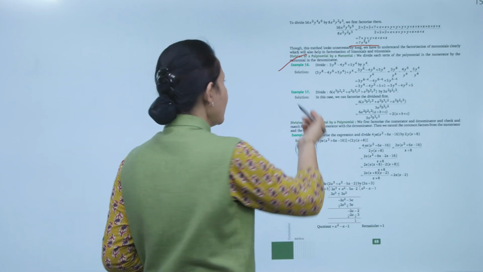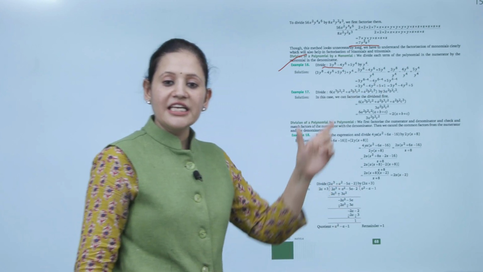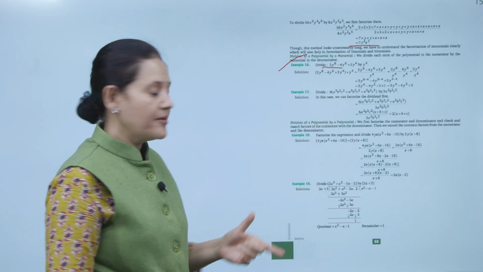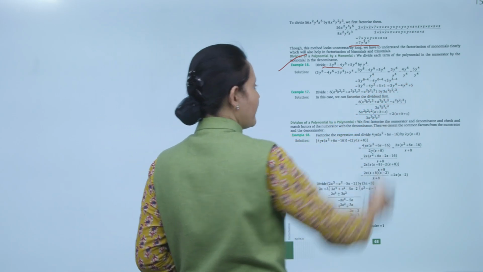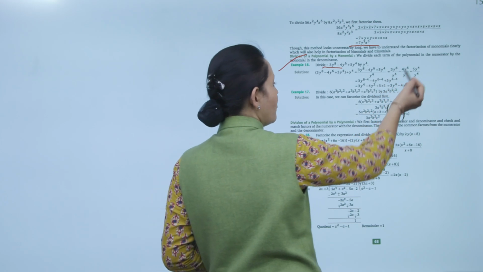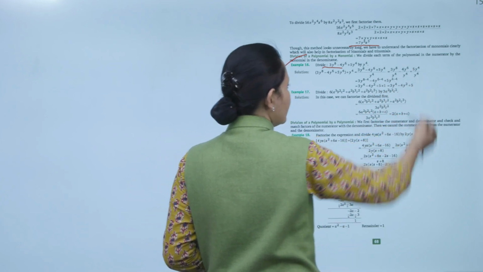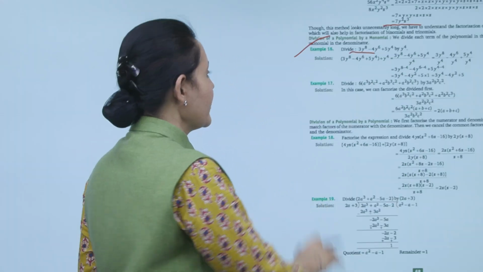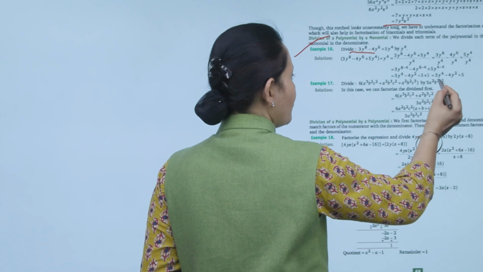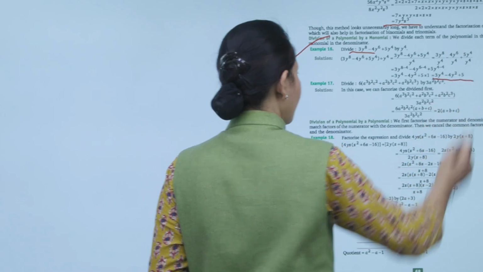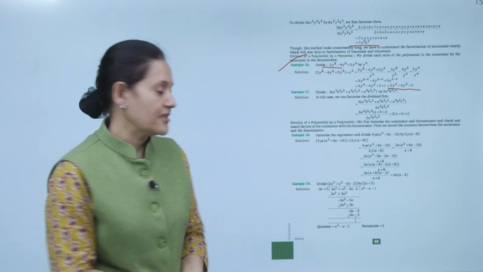So here we have to divide this polynomial by a monomial. So what we'll do? We'll divide each term of the polynomial by the monomial. So 3y8 को पहले y4 से करेंगे, then minus 4y6 को y4 से divide करेंगे and then plus 5y4 divided by y4. इसको solve करेंगे, so we'll get 3y to power 4 minus 4y square plus 5. Clear?